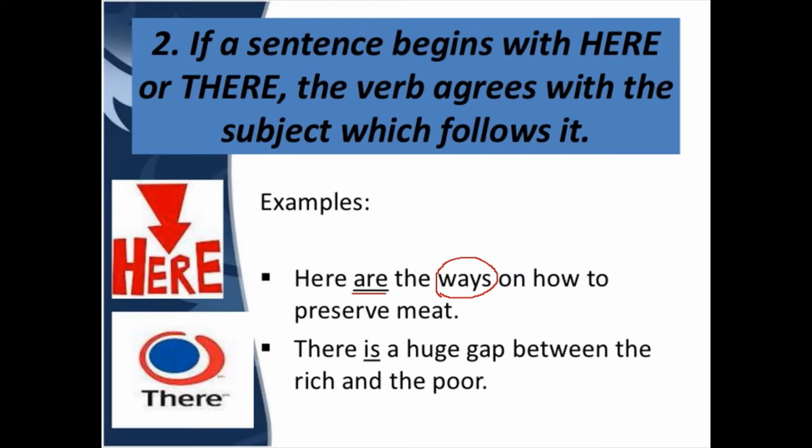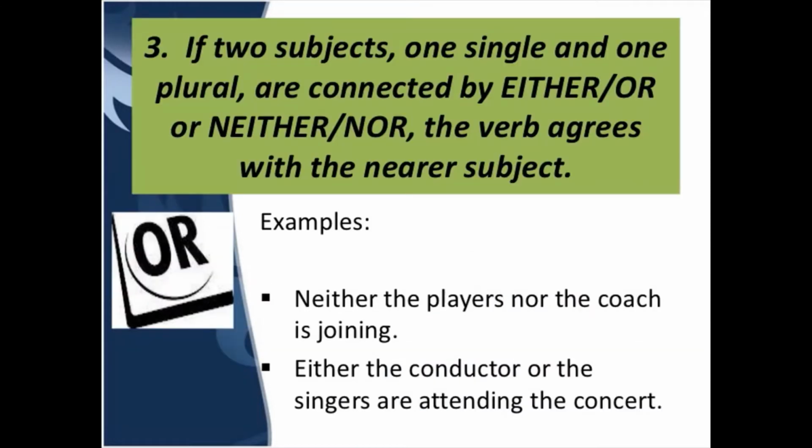In the next example, the verb used is is. Why is? Again, what is the noun that follows it? By looking at the sentence, the verb is followed by a huge gap. A huge gap is a singular noun. So that's why the verb used in the sentence is is. So that is for rule number 2. So let's proceed to rule number 3.